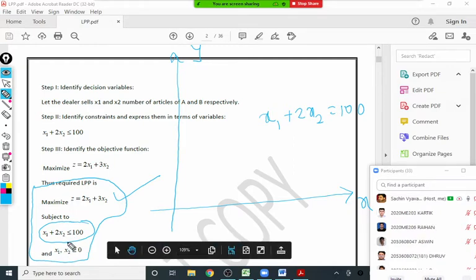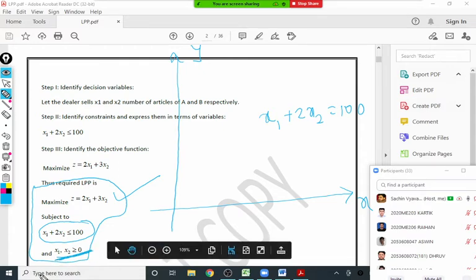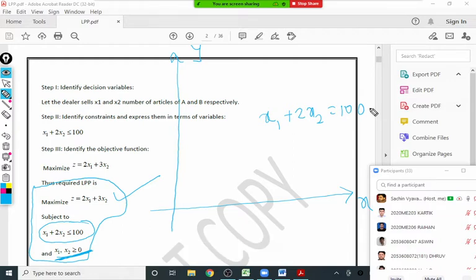So the region of the solution is always in the first quadrant because of this last condition, x1, x2 positive. That means x and y are positive. So here is x plus 2y equal to 100. Can anyone tell me, to draw a straight line, definitely we require a minimum of 2 points. So which 2 points should we take here?